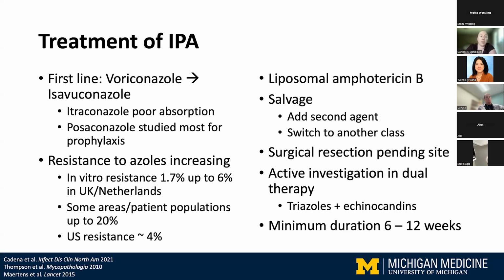One important consideration is that resistance to azoles is increasing, and this is in part because invasive pulmonary aspergillosis tends to happen in a patient population who is already being prophylaxed for fungal infections. They're on posaconazole to help prevent this from happening. And so the patients that are getting this are more likely to have resistance to azoles in general. There were some studies, depending on the location, that the in vitro resistance was up to 6% in the UK and Netherlands. US resistance patterns are about 4%, but in some areas of India, it's up to 20%.